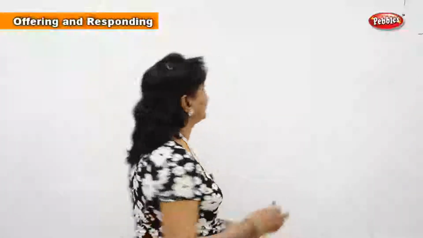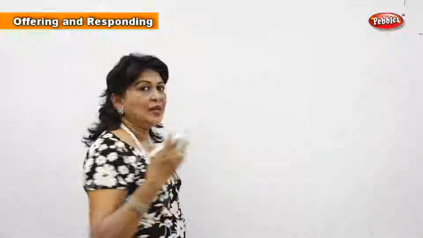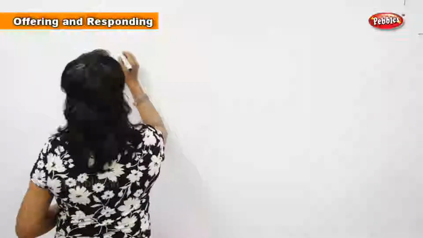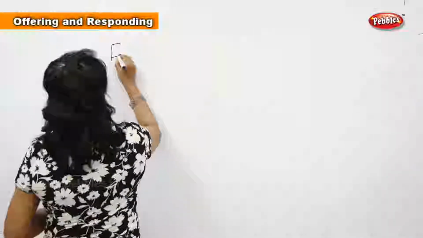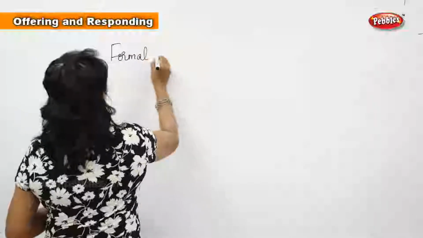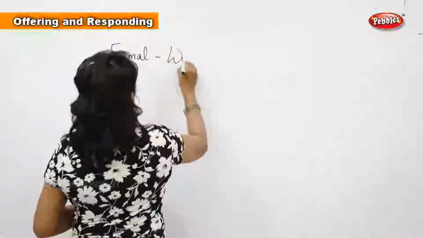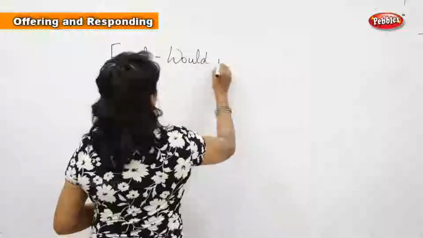Okay, now we are going to learn the three different situations. I have already told you formal, informal and neutral. Okay, now we are going to see how you express offering help. So this is offering help and responding. Okay, I'm just going to write formal situation. Formal. Would you like me to do it for you? This is how you ask, okay?